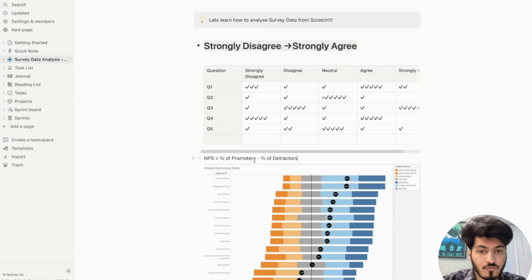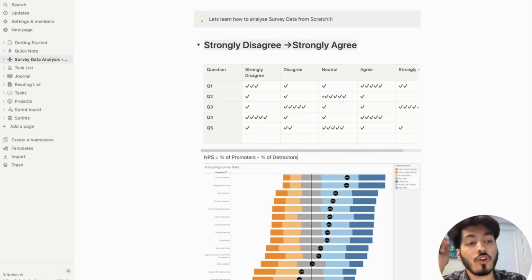On the black circle you can see a percentage written. This percentage is known as the NPS. NPS is the Net Promoter Score. It shows the value of how many people are promoting a product minus how many people are not promoting it, and the percentage of that is known as the NPS value. I hope you are clear with the basic formulas.